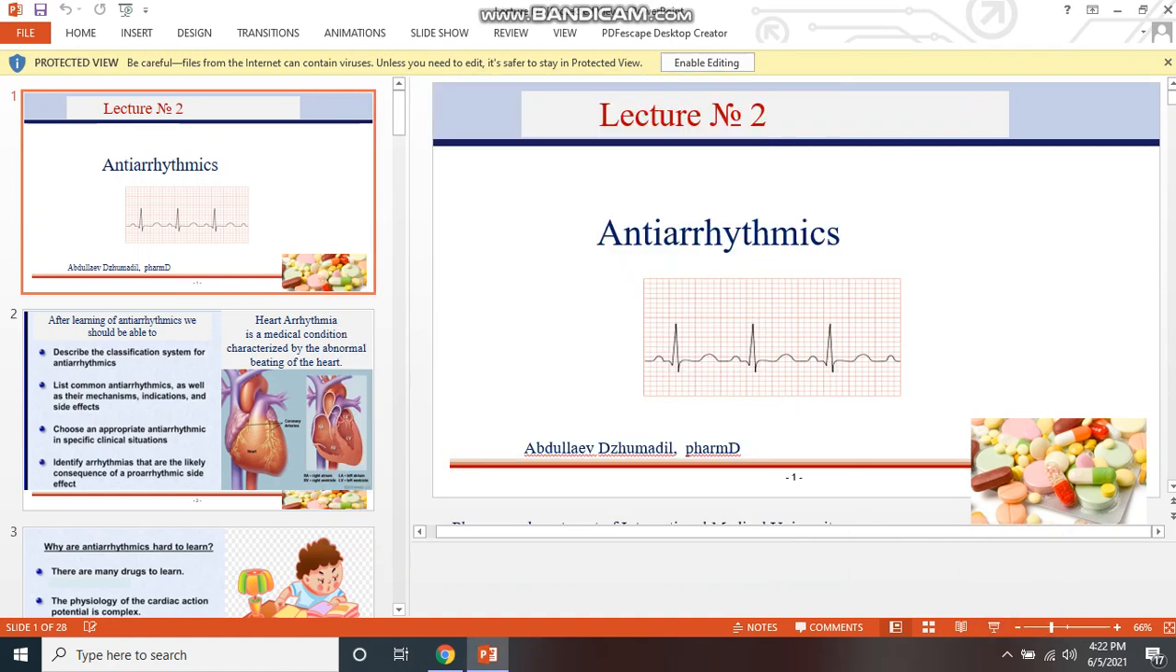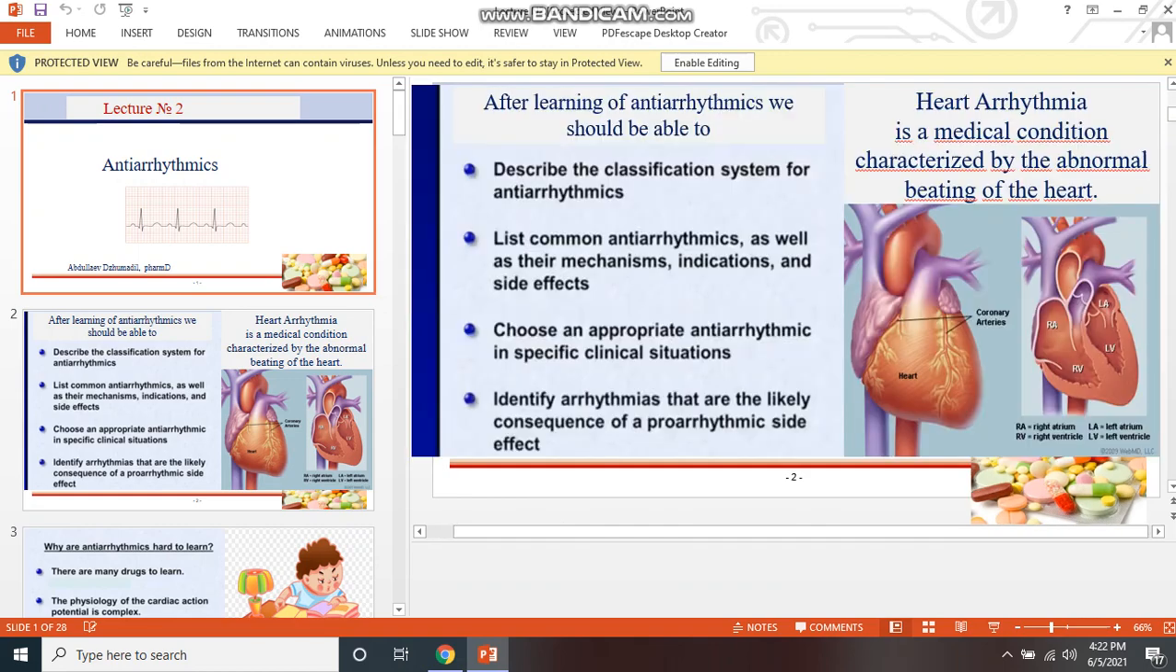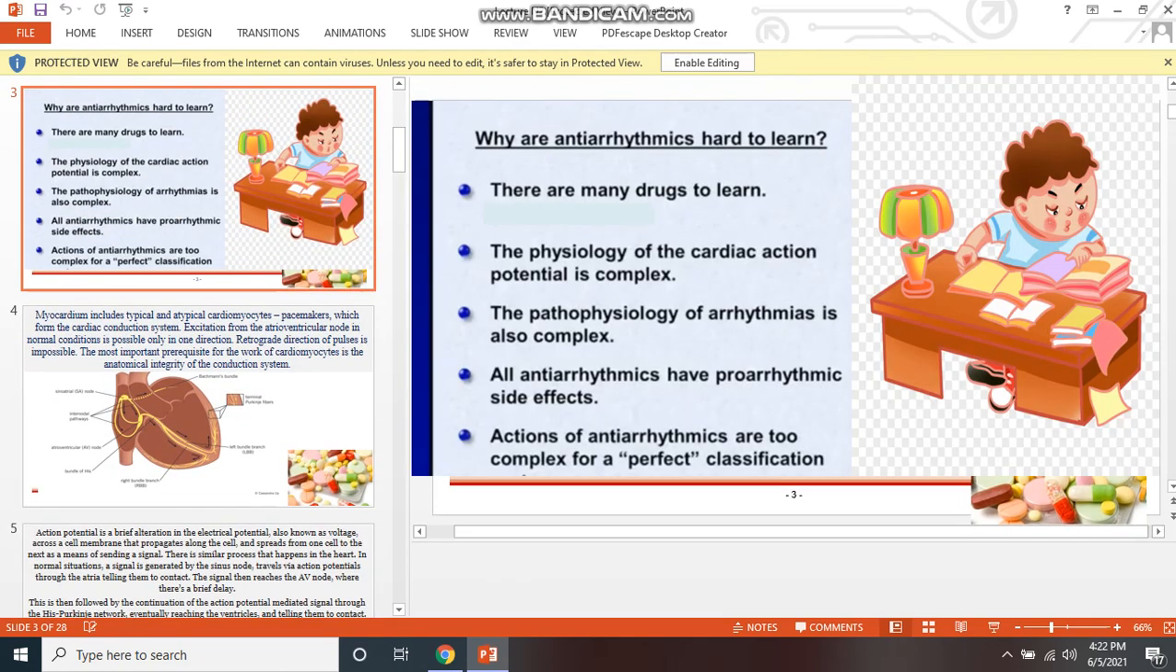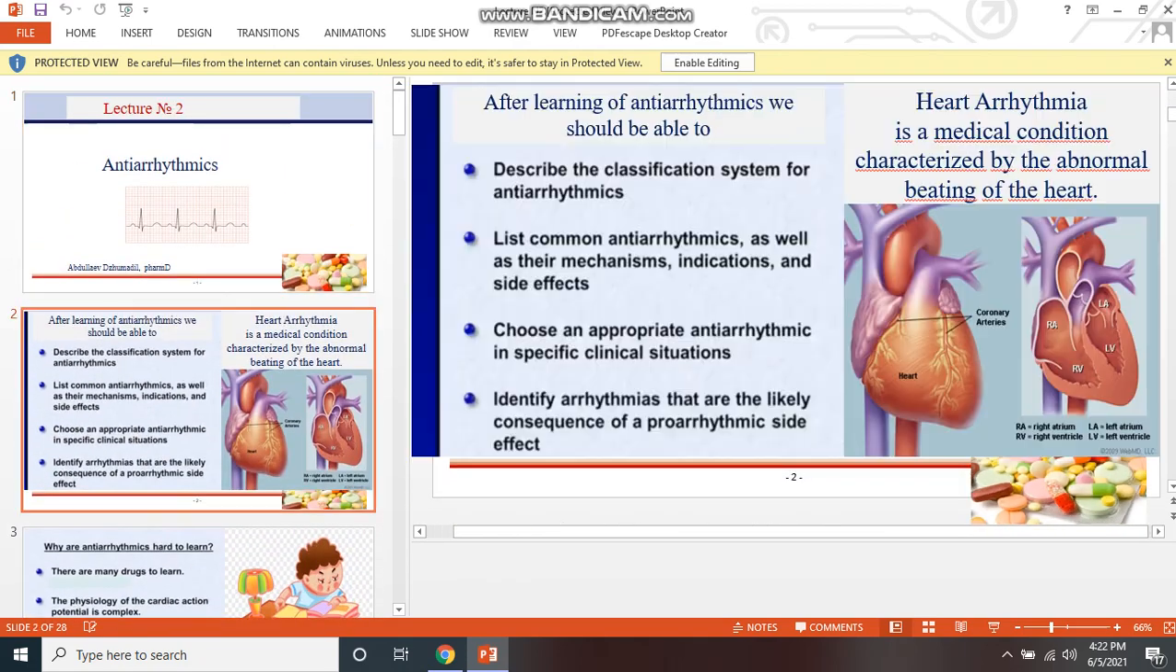Now we have the topic about anti-arrhythmics. So here we go. After learning about anti-arrhythmics, we should be able to describe the classification system for anti-arrhythmics, list common anti-arrhythmics as well as their mechanism, indications, and their side effects.